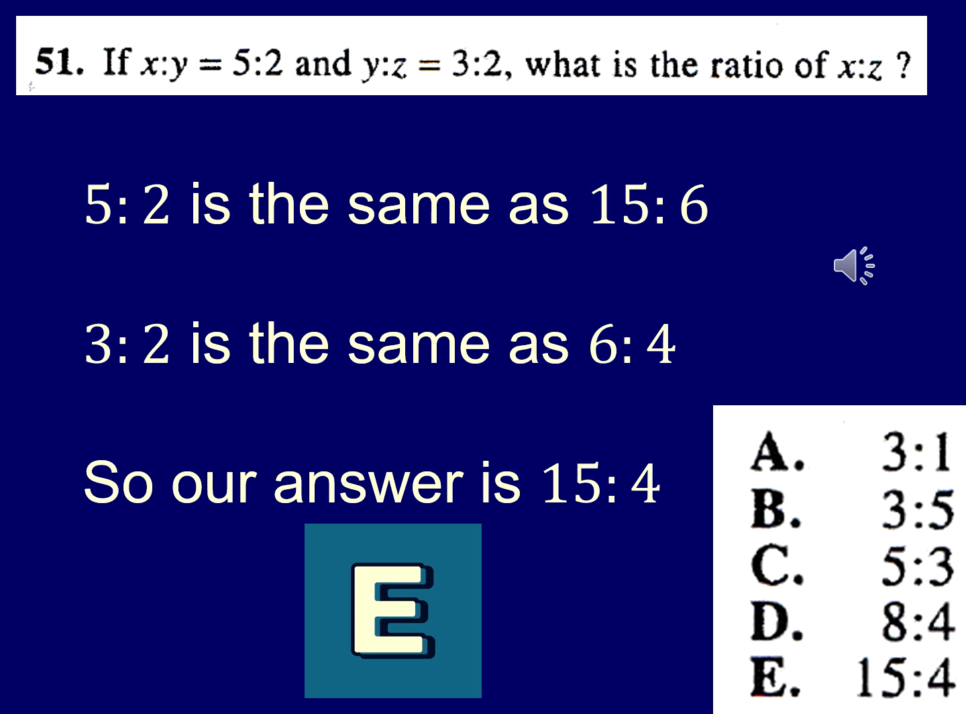So they're basically asking us to find the ratio of the beginning to the end. And in order to do that, what I've got to do is make the middle number the same on both of those. So instead of 2 and 3, I've got to come up with the same thing in the middle. It's kind of like finding a common denominator. I figured out that 5 to 2 is the same as 15 to 6. And 3 to 2 is the same as 6 to 4. I'm turning the y into 6 both times, so that now what's left is x would be 15 and z is 4, and that's why our answer's got to be 15 to 4.